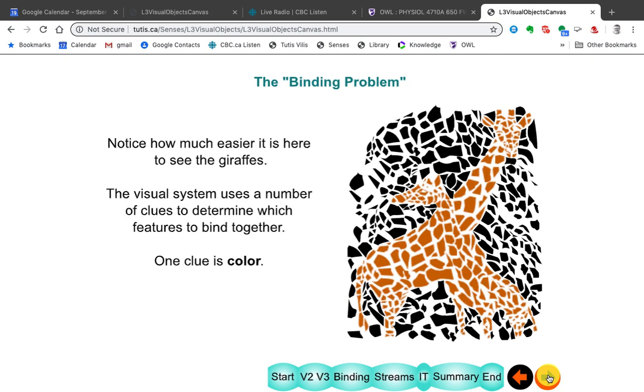So the visual system needs some cues to assist its binding, to determine what's in the foreground and what's in the background. And when it figures out what's in the foreground, it gets to group those blobs, those shapes, into forms. One cue is color. If the blob is a different color, then it's easy to group or bind them together.